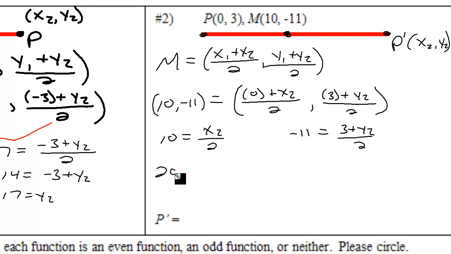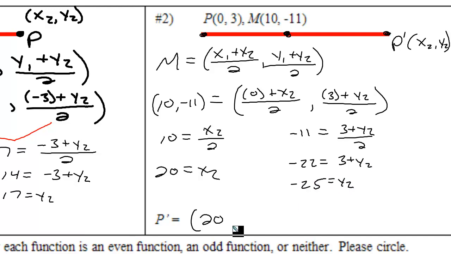Here we multiply both sides by 2, and we get x sub 2 is 20. That's the x value of P prime. And then in this other equation, multiply both sides by 2 and subtract 3, and you get negative 25. That's the y value of P prime.